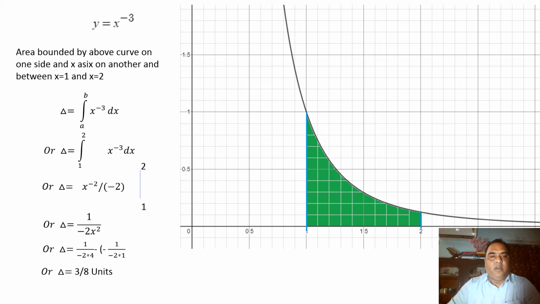Now we take a simple curve y equal to x to the power minus 3, and we apply bounds a to b to compute the area. In this case, a is x equal to 1 and b is x equal to 2, which means we need to find the area enclosed by this curve and the x-axis between these two points. The simple rule is to integrate from point 1 to point 2 and get the answer. We get the answer as 3/8 units, which is highlighted in green.